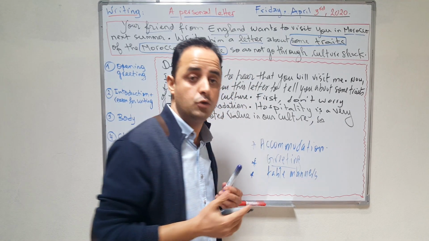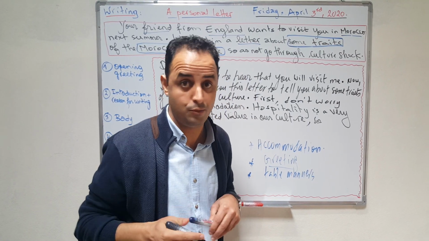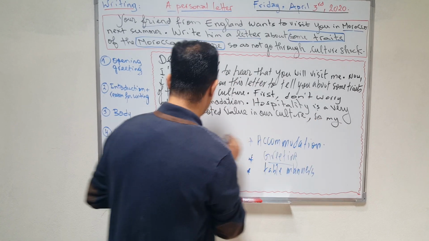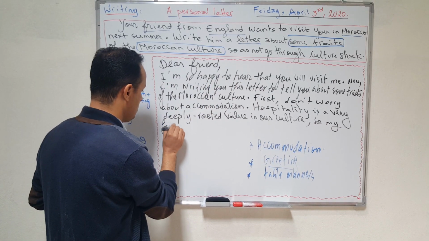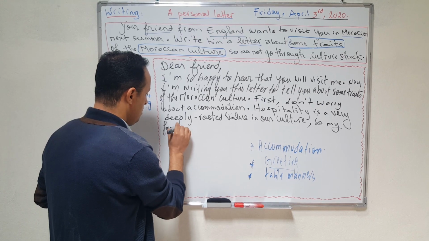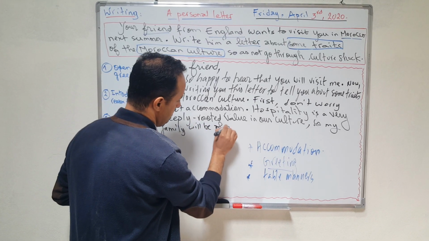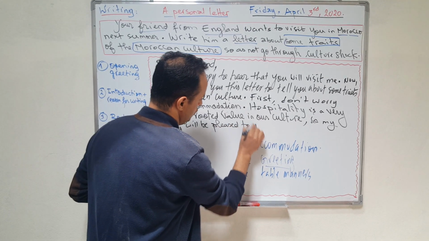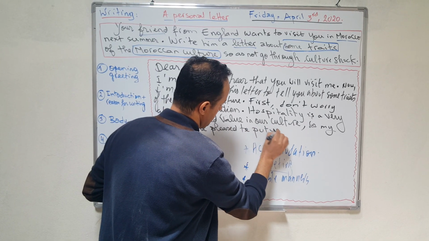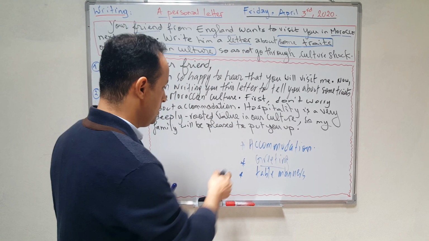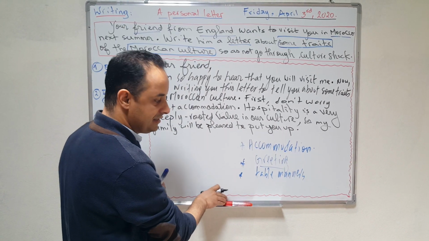So my family will be very glad to welcome you at home or to receive you. So my family will be pleased to welcome you or to put you up, which means to accommodate you. Great. Second one is greeting, and the third one is table manners.